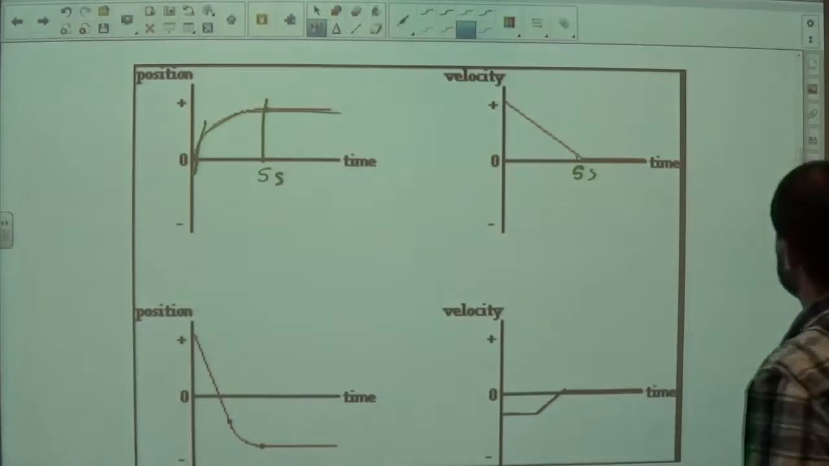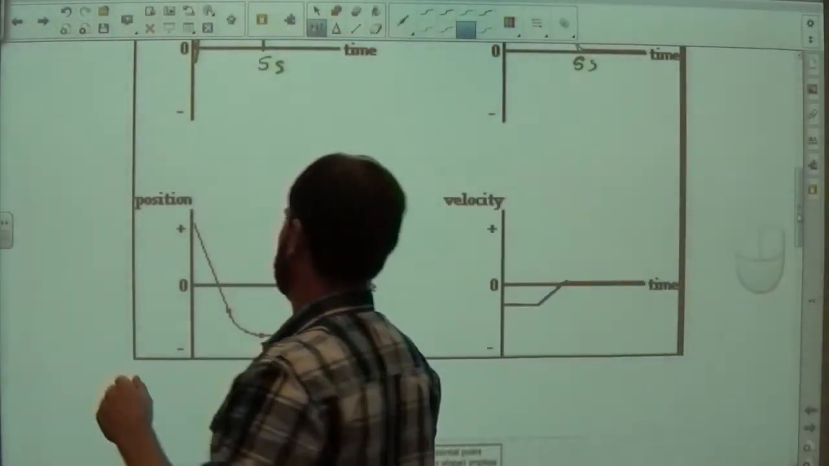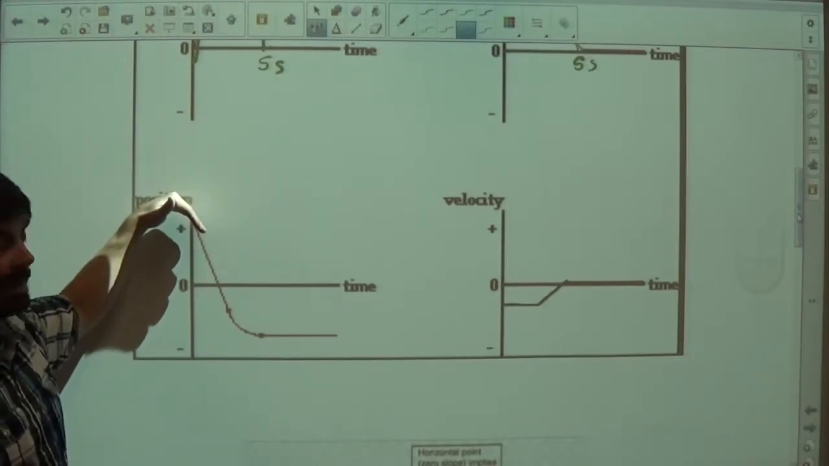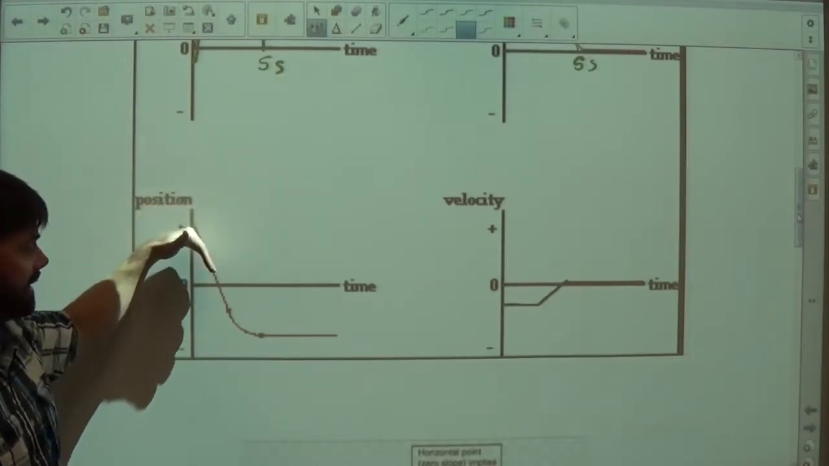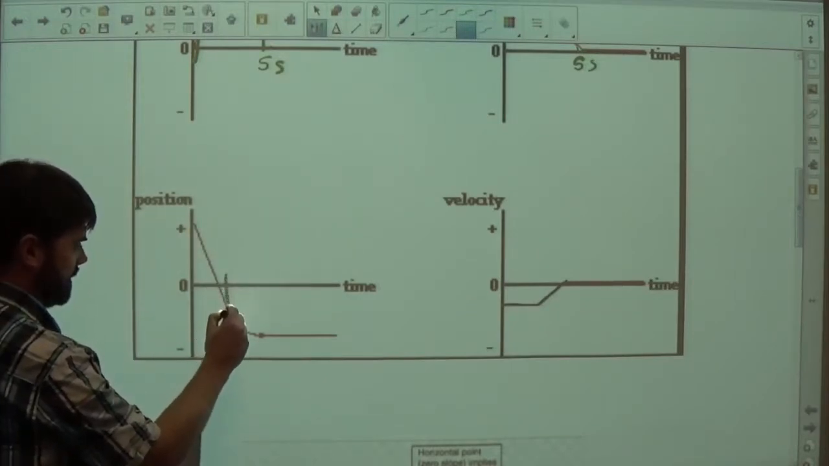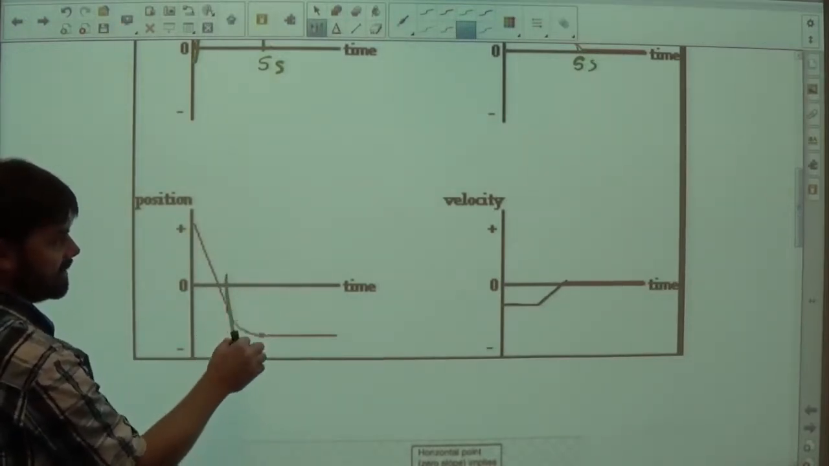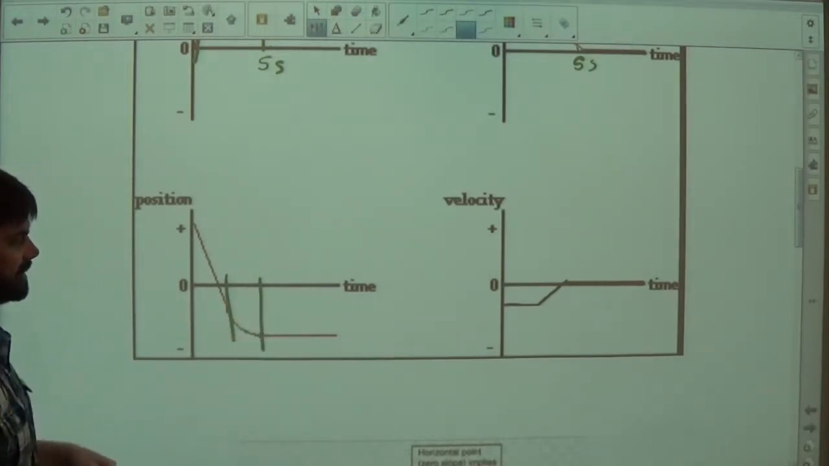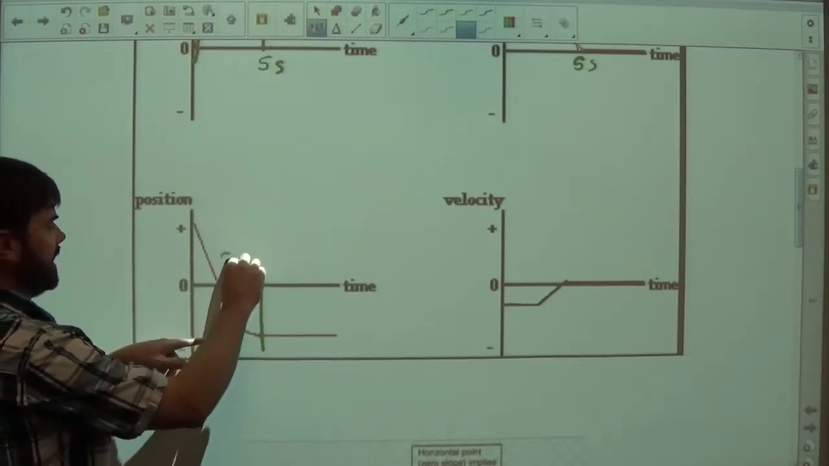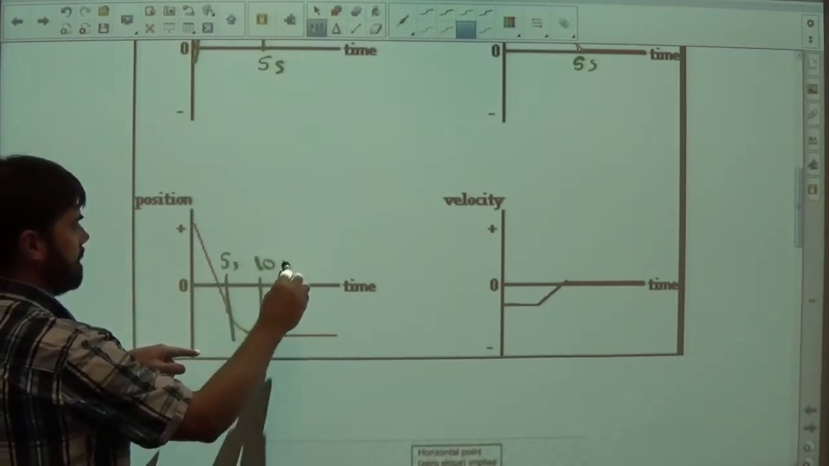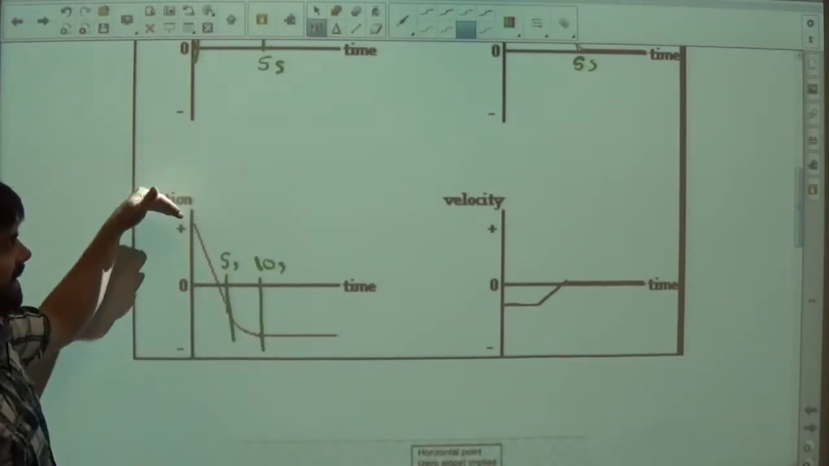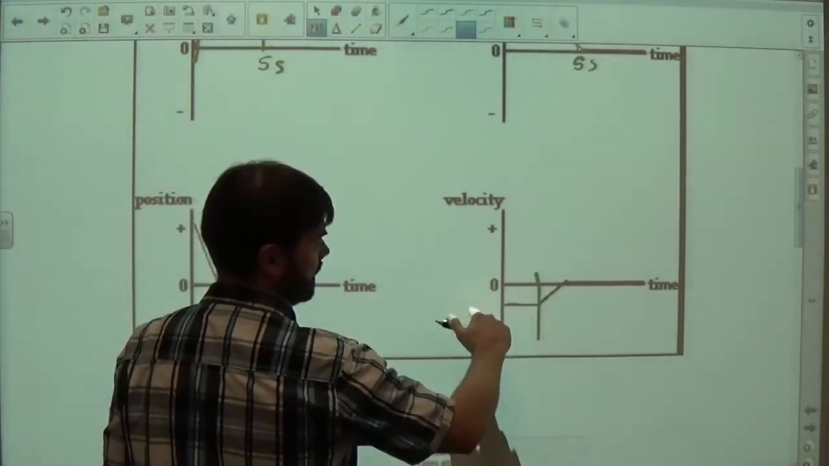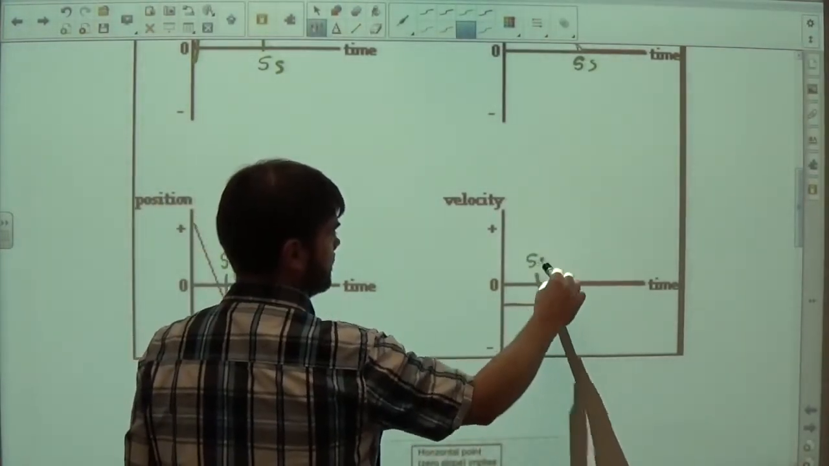Now for the next one, we have a position time graph. This is an object that starts out at a positive distance. It's moving in reverse, moving backwards, so it has a negative velocity all the way up to this point, and then it starts to decelerate and come to a stop. There are kind of 3 parts to this one. Let's say this was 5 seconds, and this was 10 seconds. The first 5 seconds, it's got a constant negative velocity, which is represented here. Negative position, negative velocity, there's your first 5 seconds.